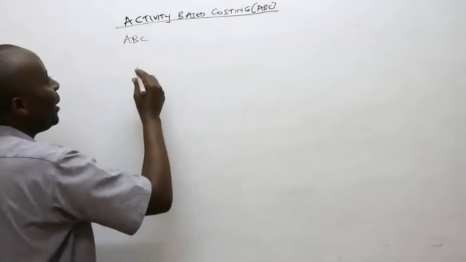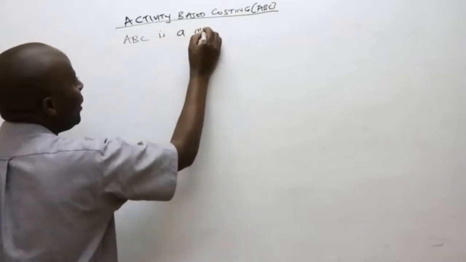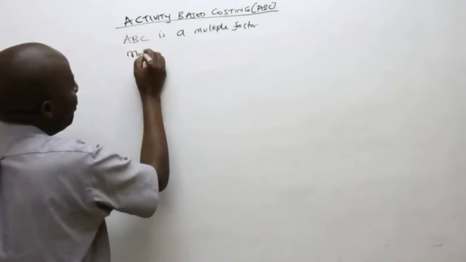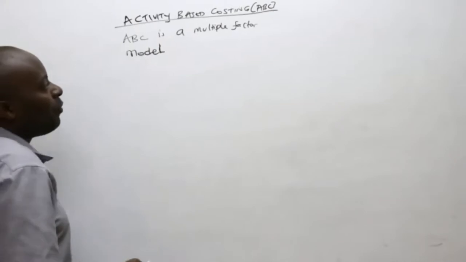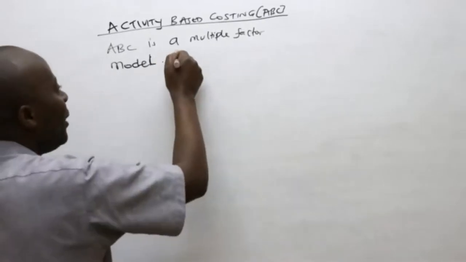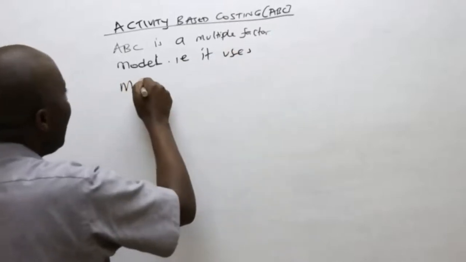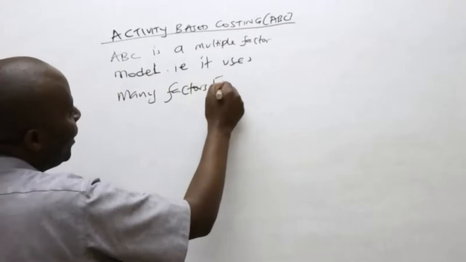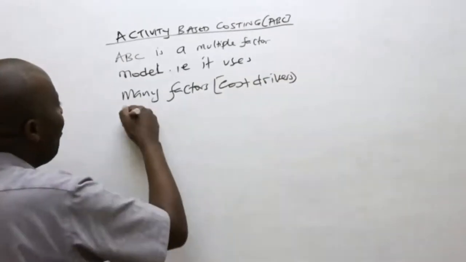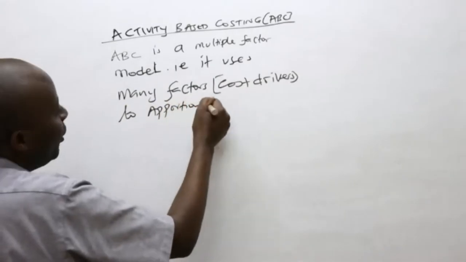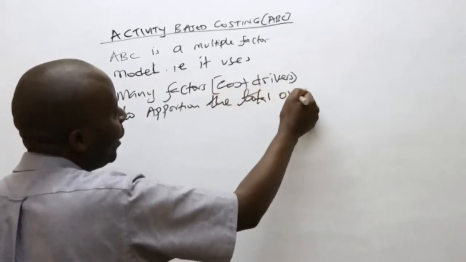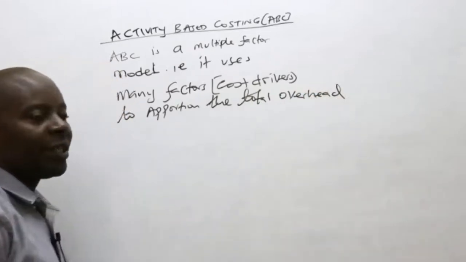So we have here ABC. ABC is a multiple factor model, i.e., it uses many factors, in brackets here, many cost drivers to apportion the total overhead.